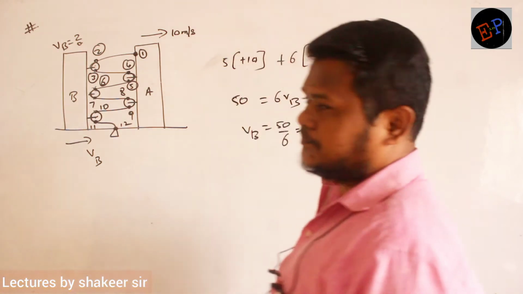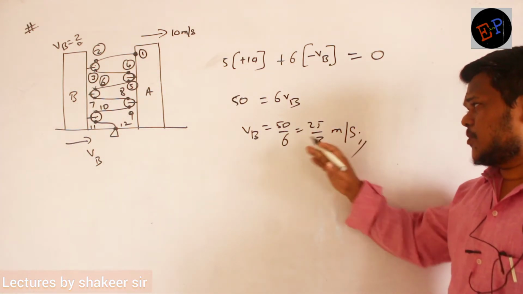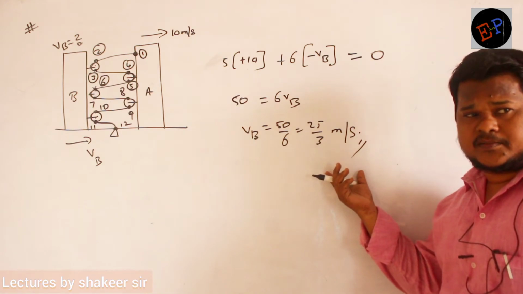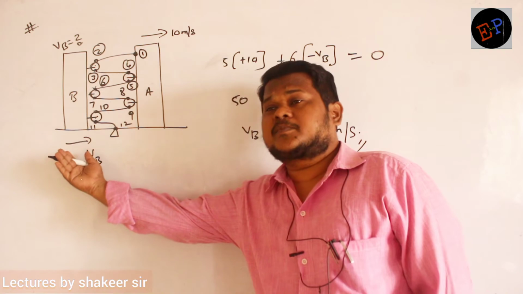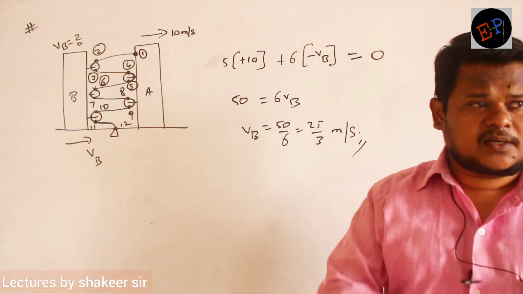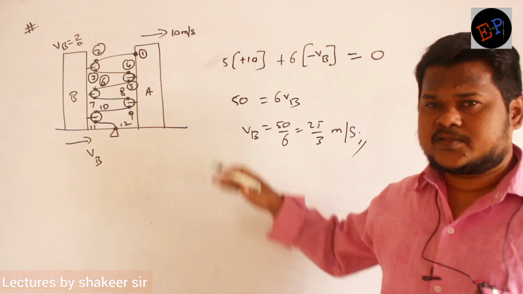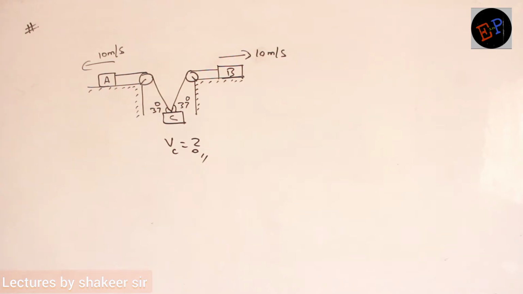That is my answer. Correct, no? So therefore I got a positive answer. What is meant by a positive answer? A positive answer indicates that my assumption that block B is coming in this direction is correct. That's it. Have you understood the point method? Very, very simple concept. Okay?